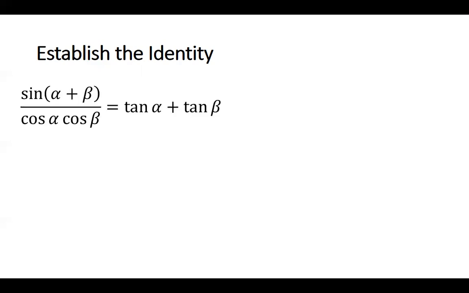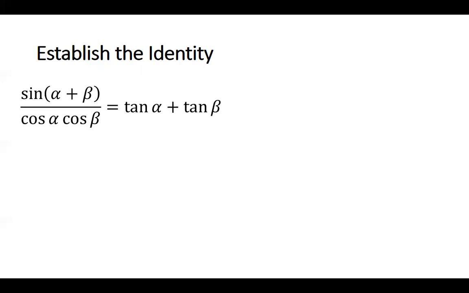Okay, well, we dealt with establishing identities previously. So we're going to do that here too. We're just adding in these new functions that we have. So we want to establish the identity that sine of alpha plus beta over cosine alpha cosine beta is equal to tangent alpha plus tangent beta.